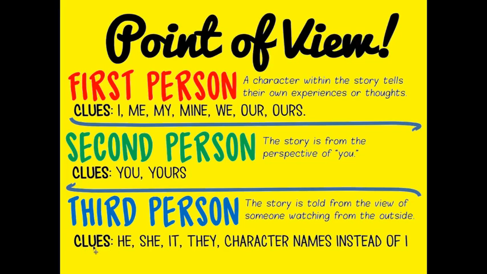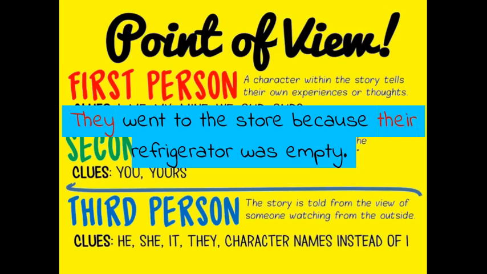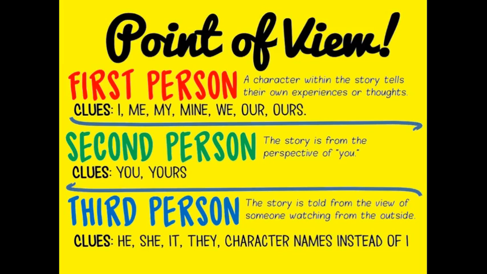These clue words help me to know that the text is written in third-person point of view. An example sentence would be, they went to the store because their refrigerator was empty. The clue words they and their tell me that this sentence is written in third-person point of view. Now that we've learned all about point of view, let's practice using this skill with a graphic organizer in this week's shared read.